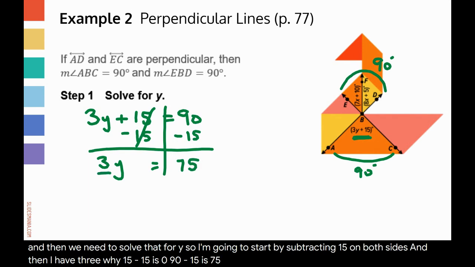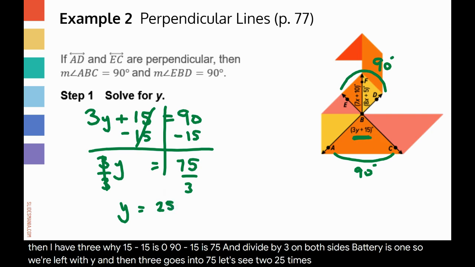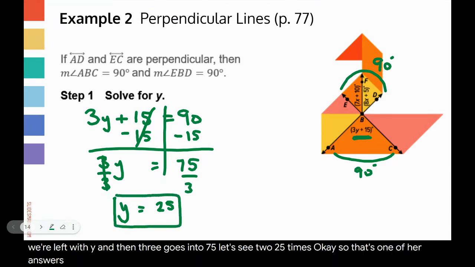And then divide by 3 on both sides. 3 divided by 3 is 1, so we're left with y. And then 3 goes into 75, let's see, 25 times. Okay, so that's one of our answers. So we needed to find x and y. This is y. Y is 25.